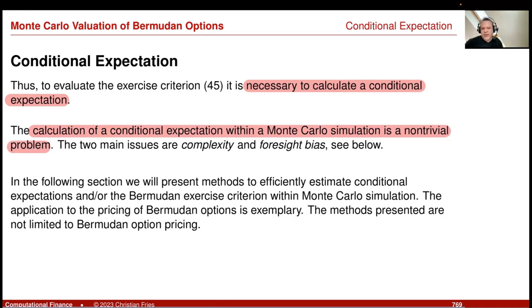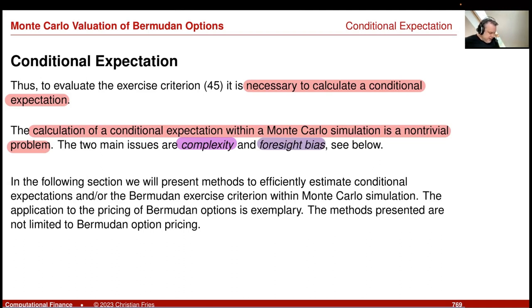So there are two main issues, and we will learn these issues soon. One is the complexity. For example, if you use re-simulation, the effort, the computational time needed to calculate the value of the Bermudan grows exponentially with the number of exercise states. And the other issue is foresight bias. If you use some approximations, you may have a very strong bias in your valuation.